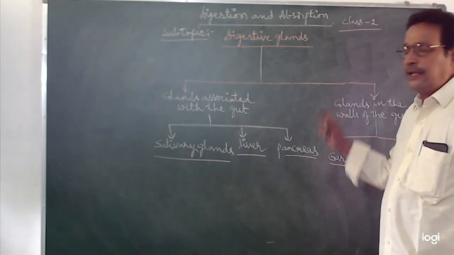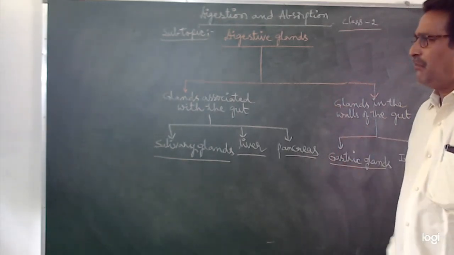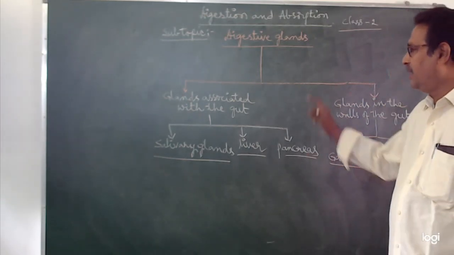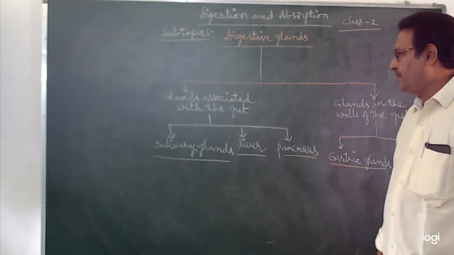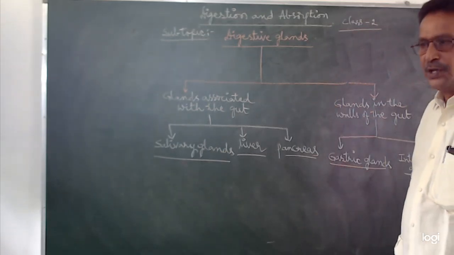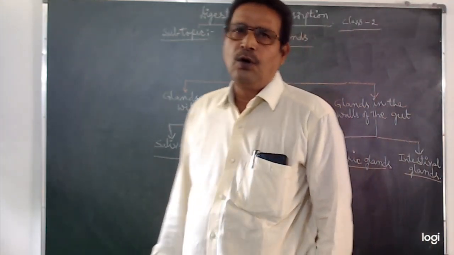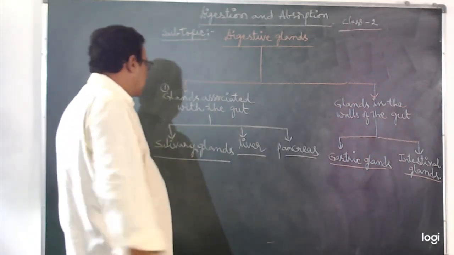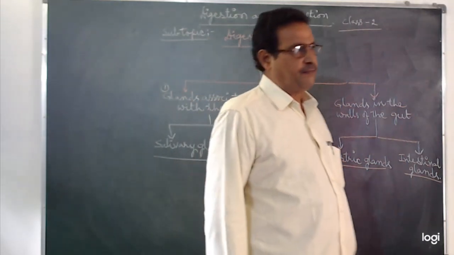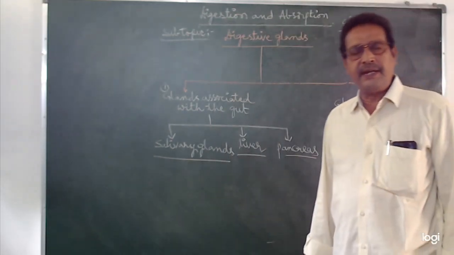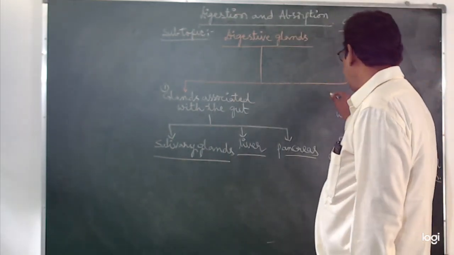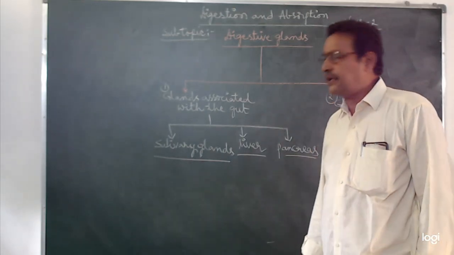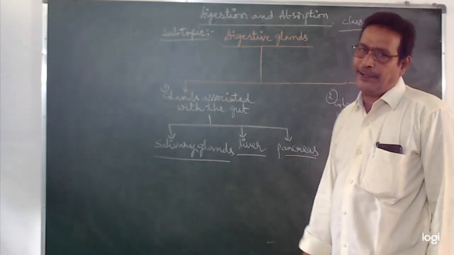So broadly, we have many digestive glands. First of all, we can divide them into two types. The first one is glands associated with the gut. The second one is glands in the walls of the gut.